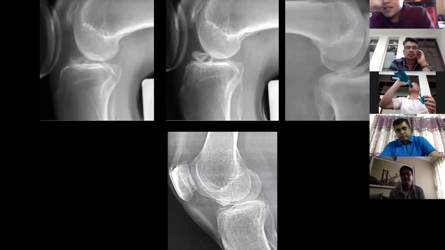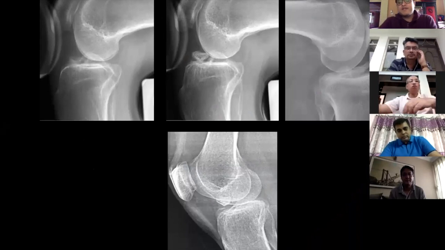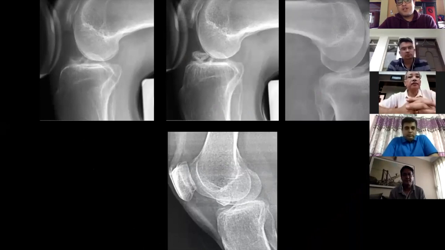The ACL avulsion is a very small fracture that can be missed if the eyes are not trained enough. The consequences of an ACL avulsion being missed are non-union leading to a bony protuberance that will lead to loss of extension. Sometimes there may be non-union and sometimes there may be good union.